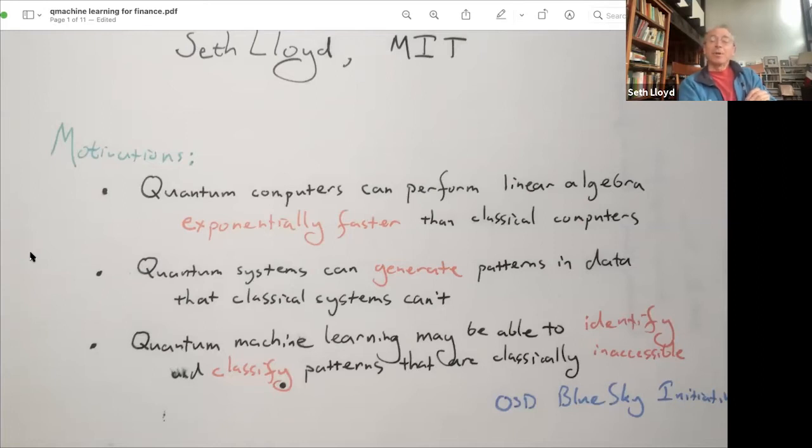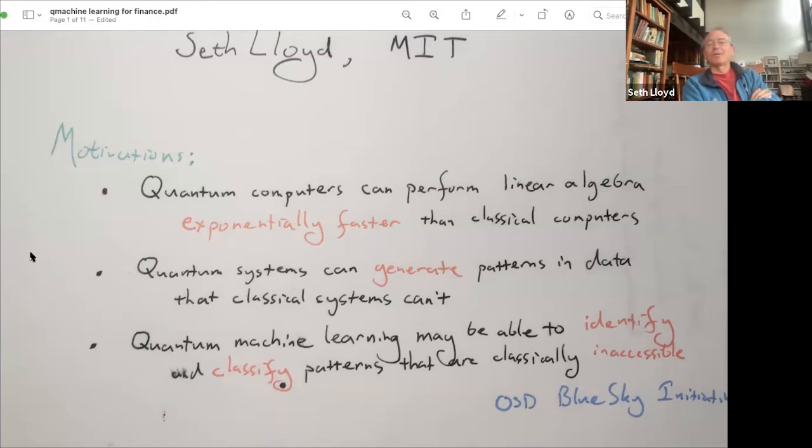Anyway, what do quantum computers do that classical computers don't? Well, quantum computers can perform linear algebra exponentially faster than classical computers. That's the basic reason. And I'll say why they can do it in just a second. It actually has to do with the fundamental nature of quantum mechanics.